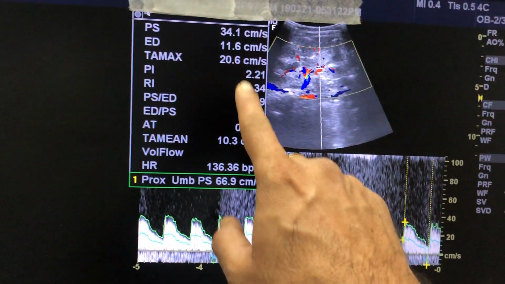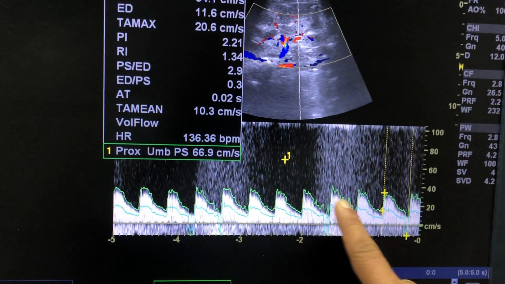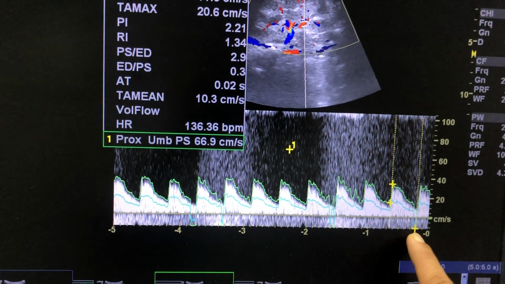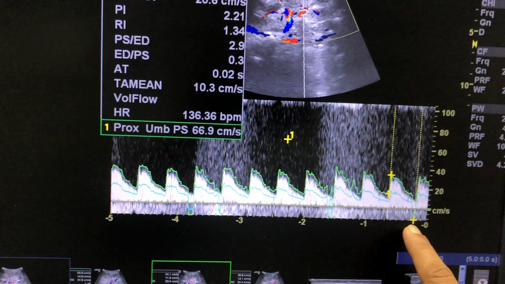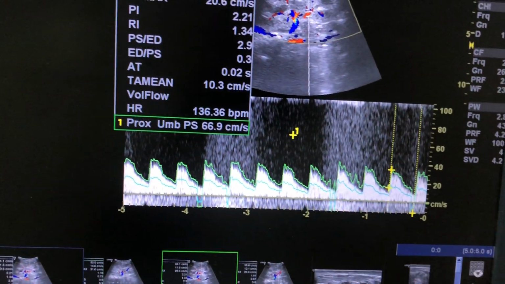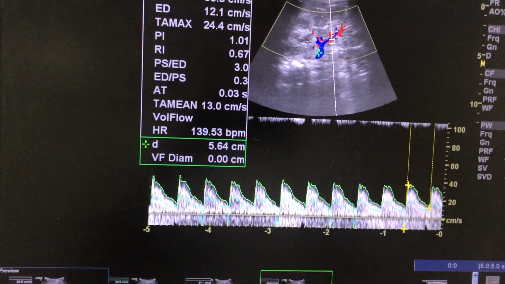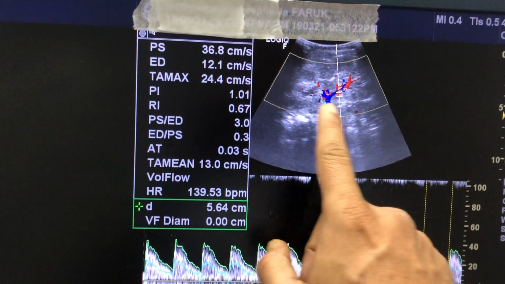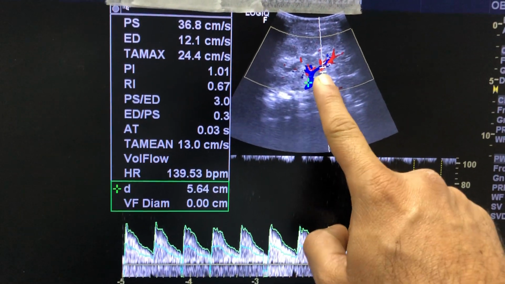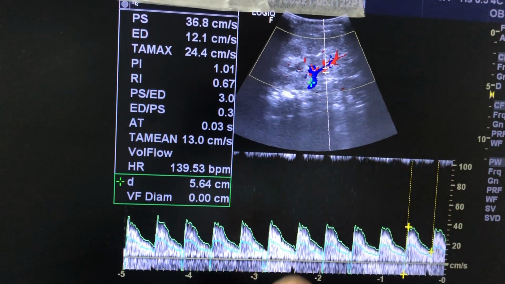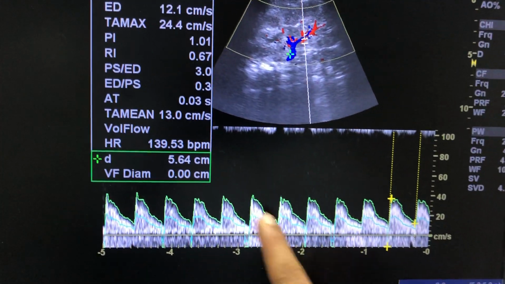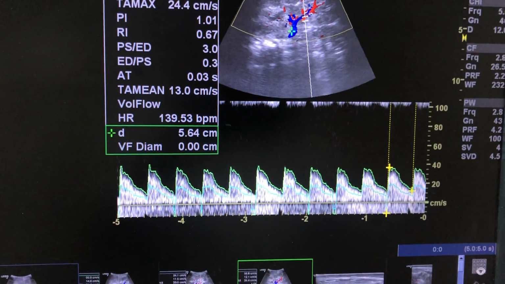Sorry, this is an artifact. The waveform seems normal. There is a technical error in the measurement. The RI is normal. Yes, this is the normal RI of that vessel, right renal artery, 0.6. This is the normal wave pattern.